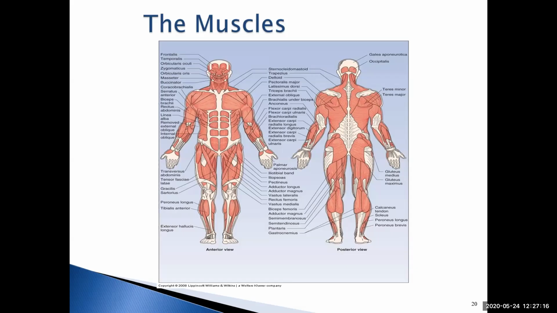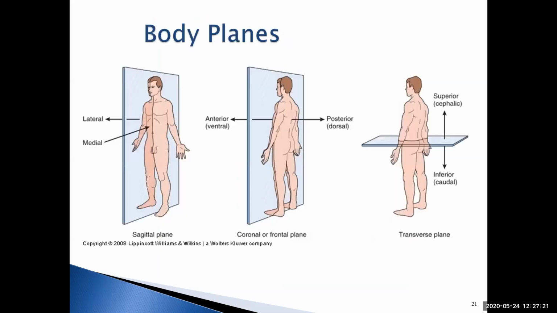This one shows you a little bit of the different muscles, which are tremendous. There's a lot of different muscles. Body planes, so you can see sagittal. If you're looking at that sagittal plane, what's the lateral and medial? When we're looking at the outside of the body, it is lateral, or the inside, medial. So if you're talking about somebody's leg, the inside of the leg is medial, outside is lateral.